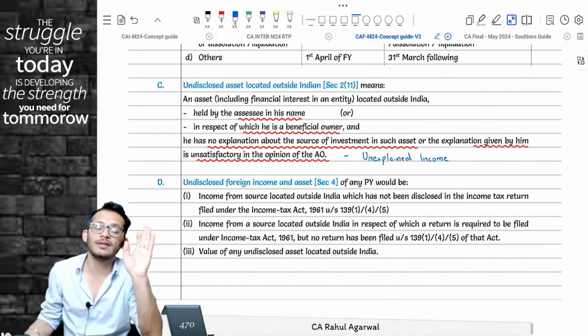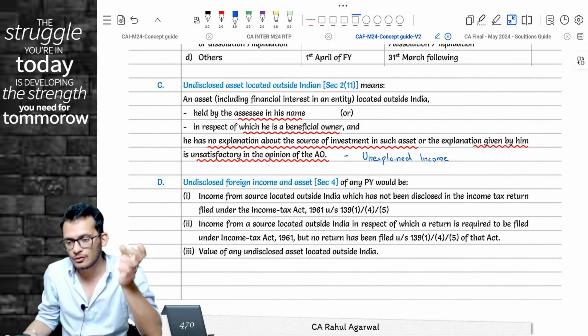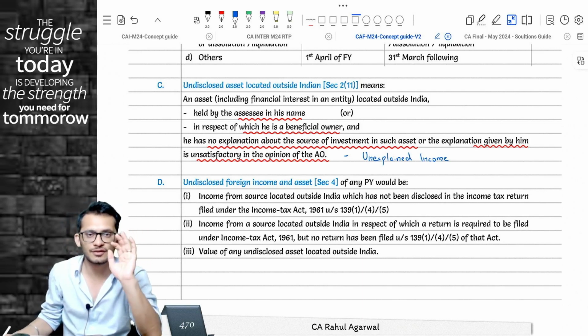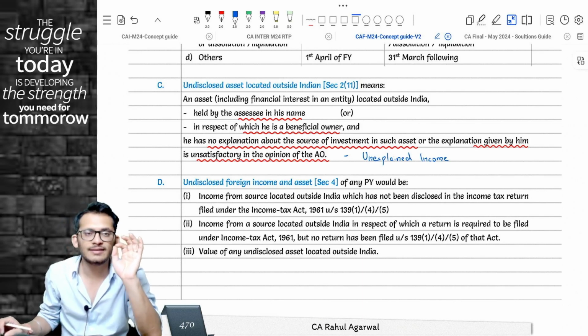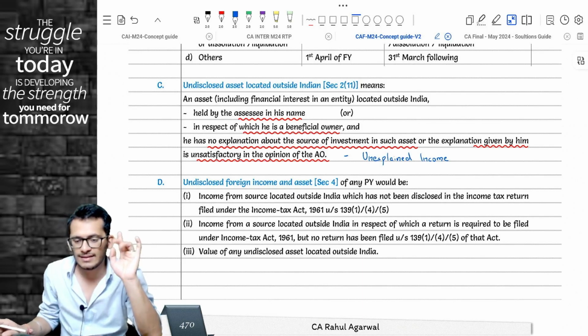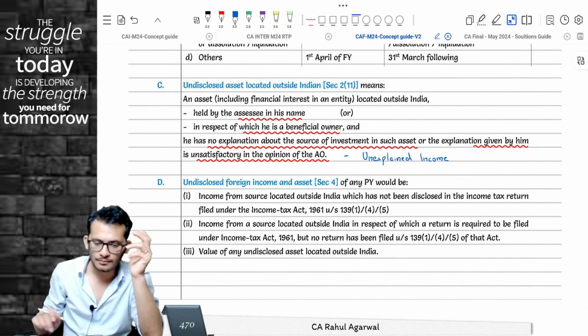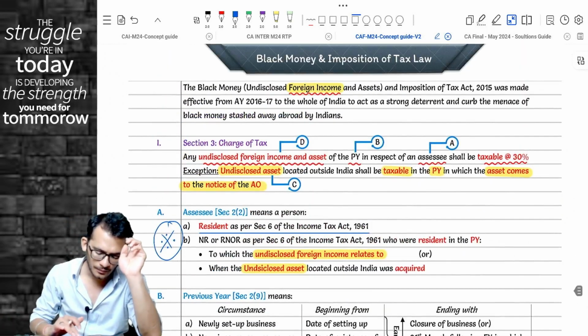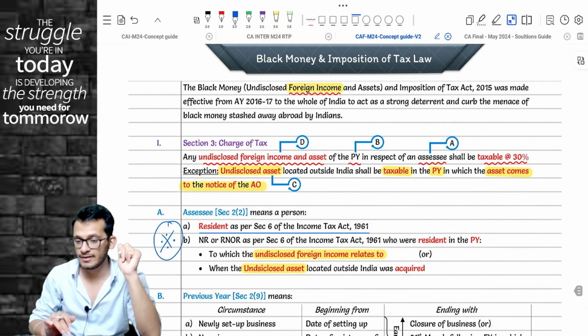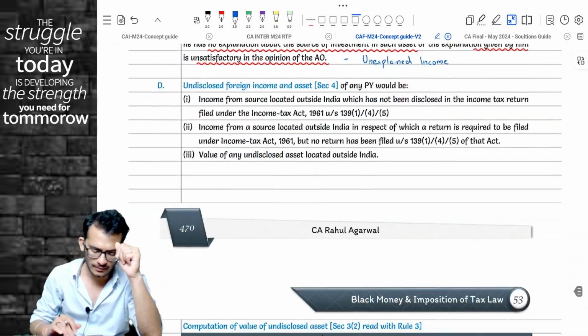They just say that the asset should be located outside India and the source is not available, or the available source is given but not explicitly satisfied. Clear? Yes. Now, Rahul, what is an undisclosed foreign income and asset?